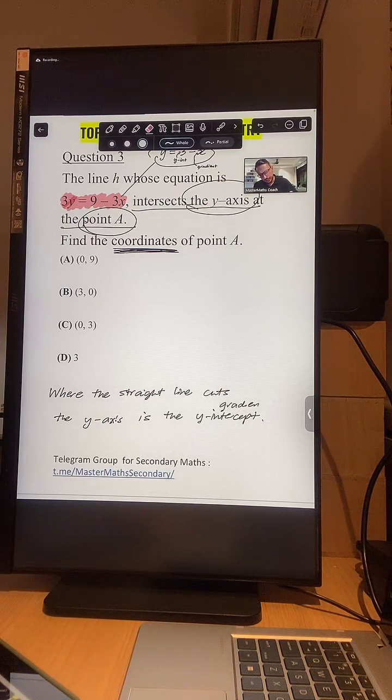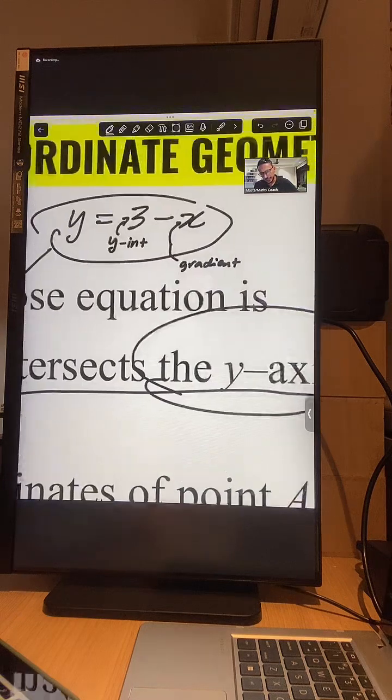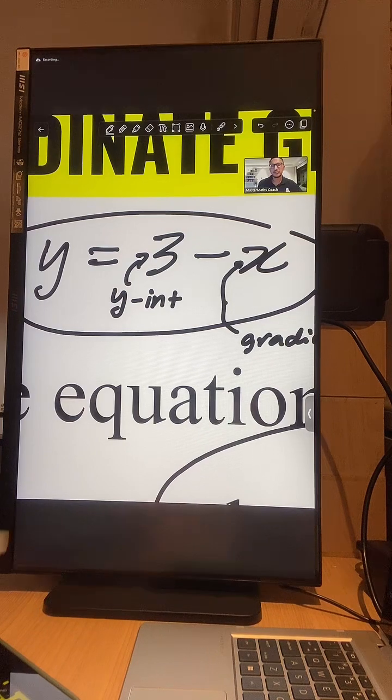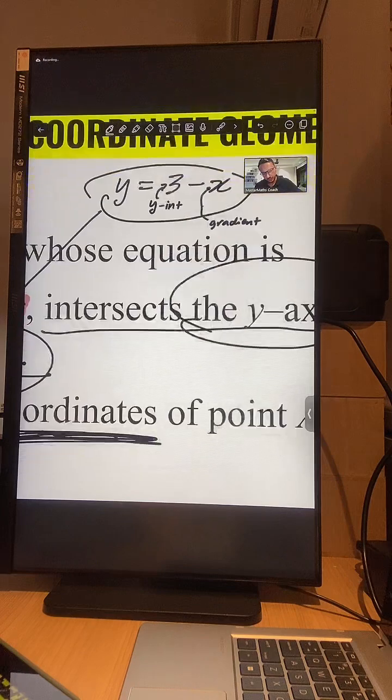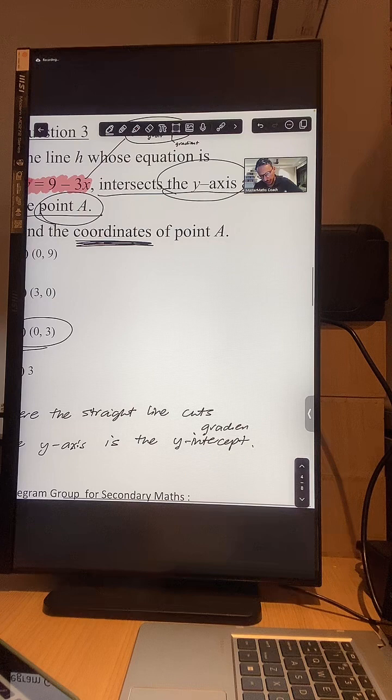Okay, so the answer is C. The answer is C. Okay, so why is the answer C? Because my y-intercept is 3. So when my y-intercept is 3, that means that the y-coordinate for a point on the y-axis, the point on the y-axis which belongs to the line, the y-coordinate must be 3. So maybe if I were to draw it, let's see I were to draw it out. Okay, it will look something like this, guys.